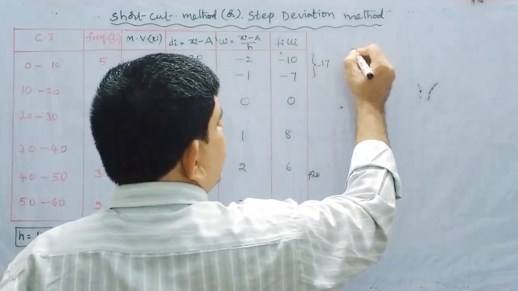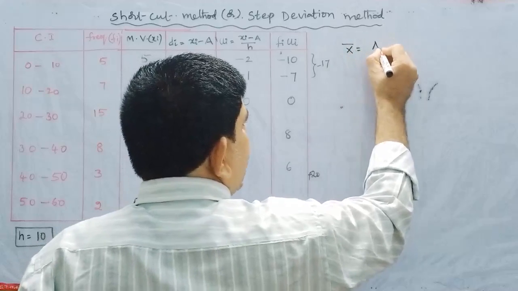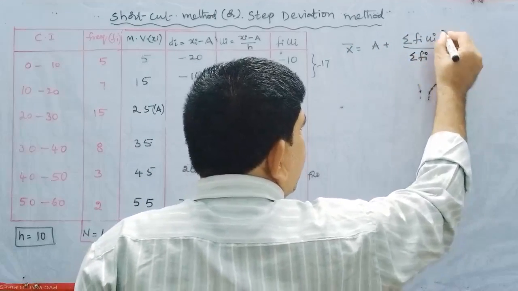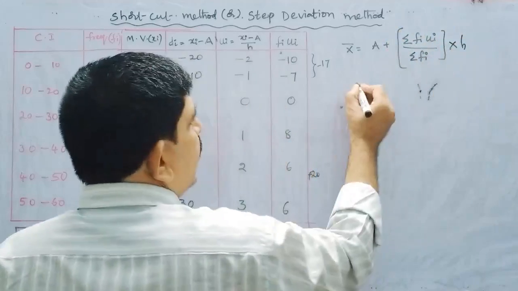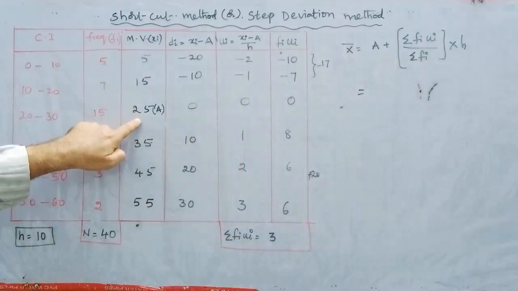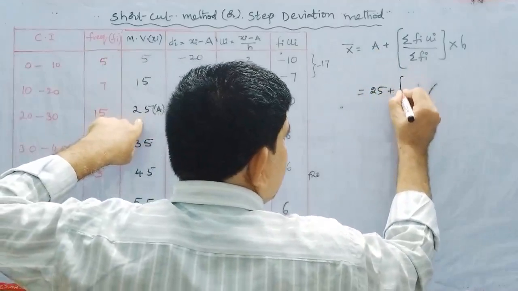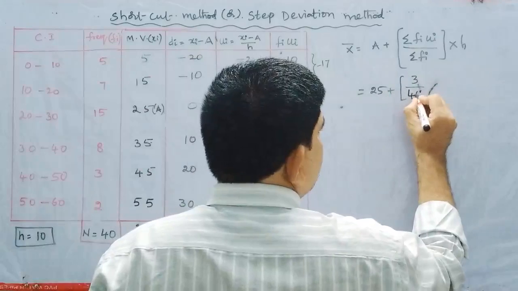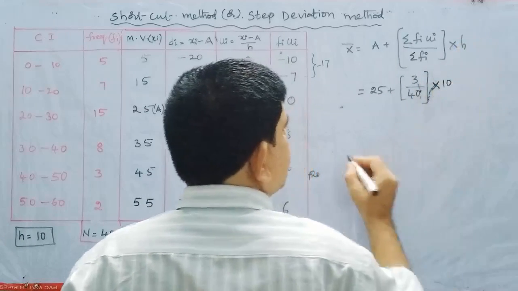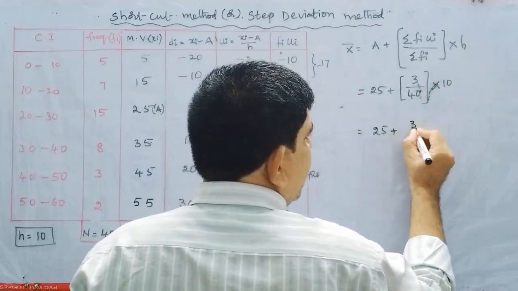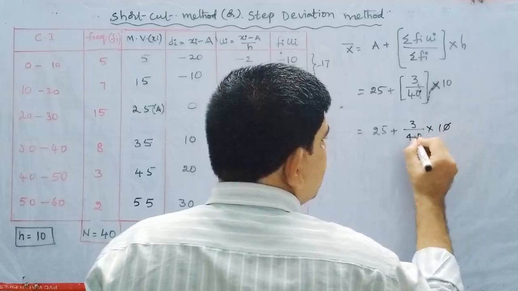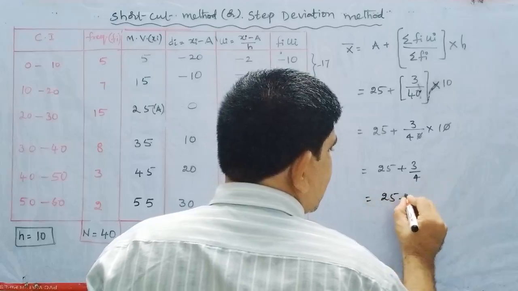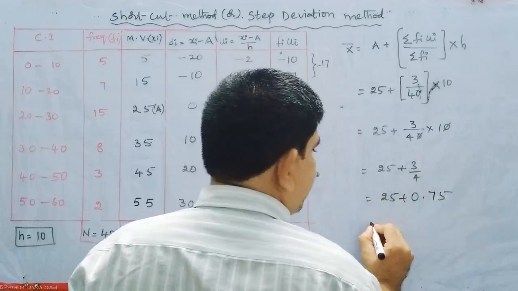Now the formula. What is the formula? Arithmetic mean x bar is equal to a plus sigma Fi ui by sigma Fi, into h. Now what is a? Assumed mean, 25. 25 plus sigma Fi ui 3 by sigma Fi 40, into h 10. Now 25 plus 3 by 40 into 10. The 0s cancel, so 25 plus 3 by 4, that is equal to 25 plus 0.75.